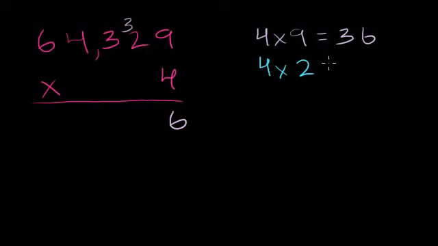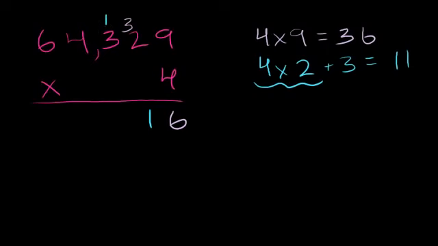So let me just write that there. Plus 3 is equal to, you do the multiplication first. So you can even think of it as an order of operations. But you just should know that you do the multiplication first. So 4 times 2 is 8, plus 3 is equal to 11. Put this 1 down here and put the 1 up there.